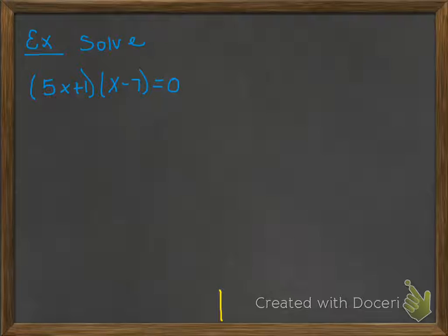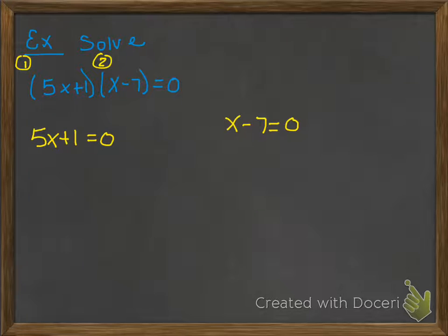So to be able to solve this, I want to set one of the two equations. I'm going to label this as equation 1 and this one as equation 2. I want to set one of my two equations equal to 0. So 5x plus 1 is equal to 0. Or I can set my other equation, x minus 7 is equal to 0.